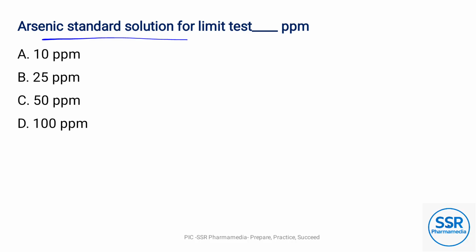Arsenic standard solution for the limit test, ppm. Option A, 10 ppm of arsenic standard solution is used.